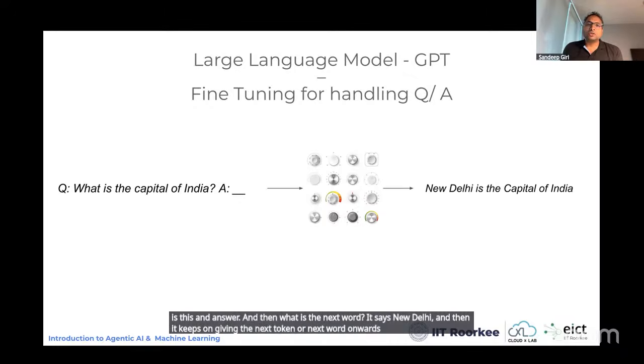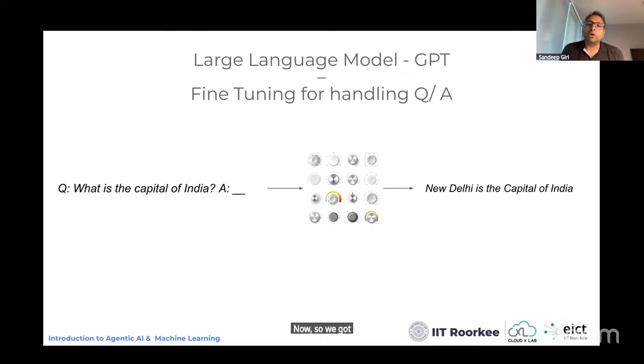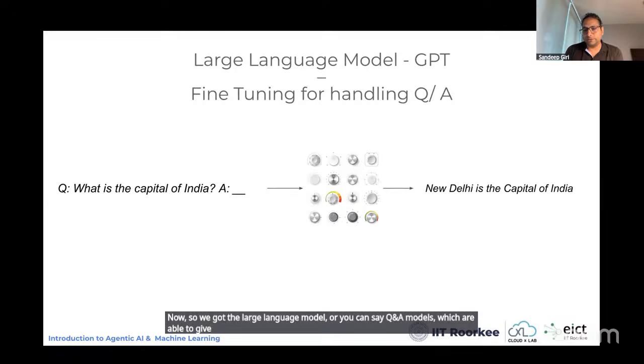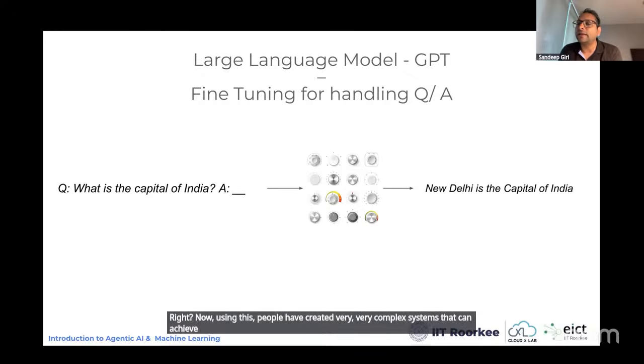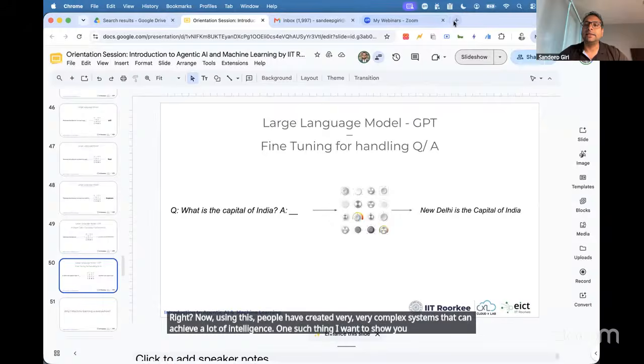Now, so we got the large language model, or you can say Q&A models, which are able to give the answer to the questions, right? Now, using this, people have created very, very complex systems that can achieve a lot of intelligence. One such thing I want to show you is, say, Turno AI.